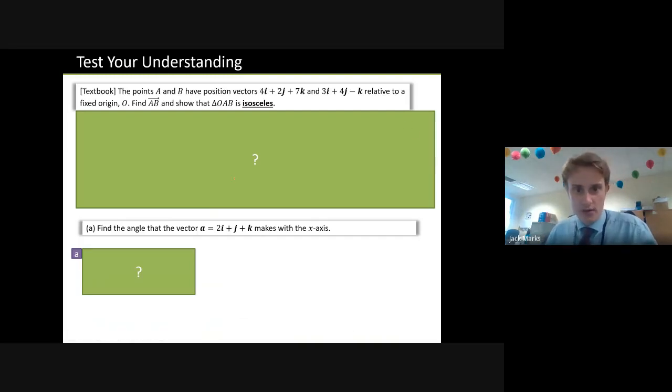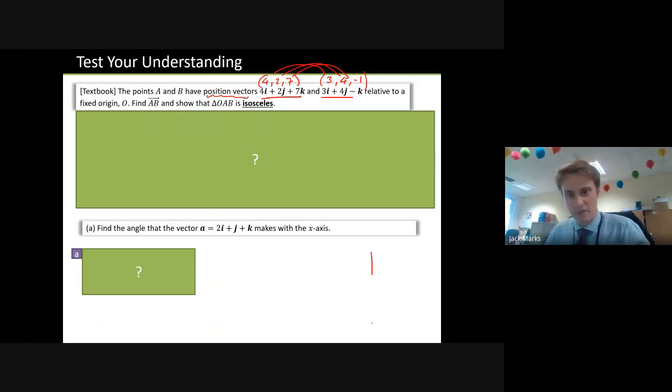Okay, so we've got some vector and another vector here, and it talks about a triangle. Position vector is a bit like being given a coordinate. Position vector means this is the vector from the origin. So this is the same as the coordinate of 4, 2, 7, and this is the same as 3, 4, minus 1. Find A to B is done by doing that. Find A to B and show that OAB is isosceles.